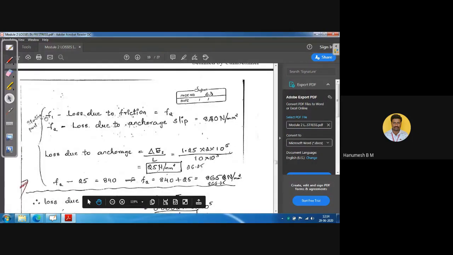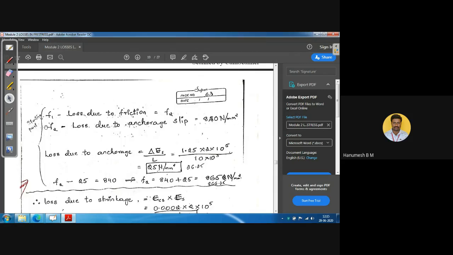From that statements we can make these two statements. It is F1 minus loss due to friction is F2. Before the loss due to friction occurs, that value F2 is reached. But in the initial condition, after we tie the tension cables, the stress in the cable is 840 Newton per mm square. That is F2 minus loss due to anchorage slip is equal to 840 Newton per mm square.